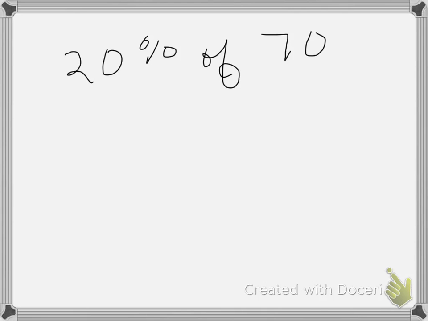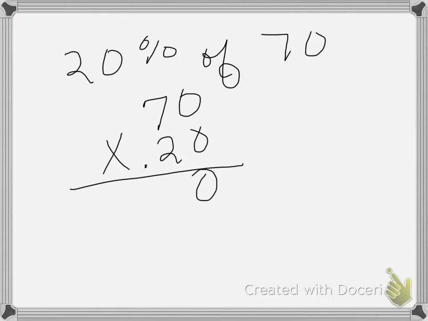Let's review this. What if you had 20%, write this one down, it's not on your review sheet, of 70? We already did several like this. You should know. Change the percent to a decimal and multiply. So 70 times 0.20. 0, 2 is 0. 2 times 7 is 14. Move the decimal 2 places. So the answer would be 14.